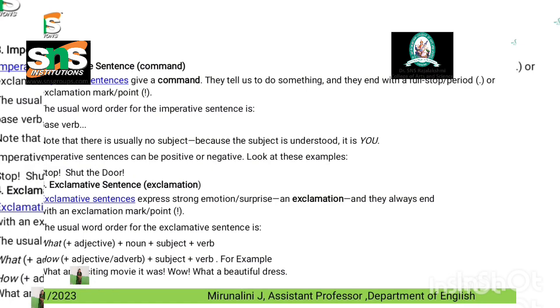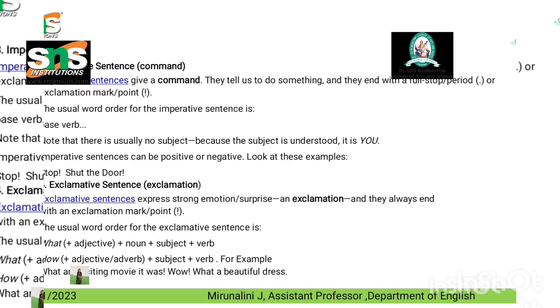Imperative sentence gives a command to us. For example, stop, shut the door, please close the door. These are command sentences. So, it is called imperative sentence.